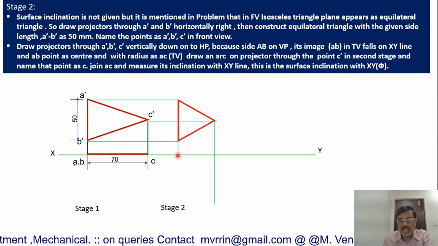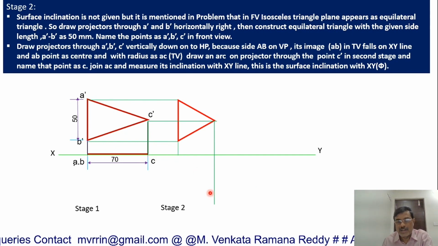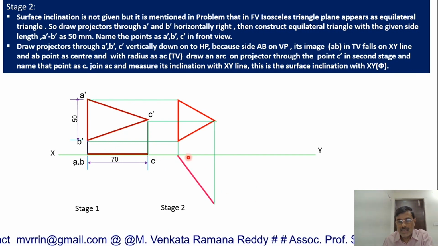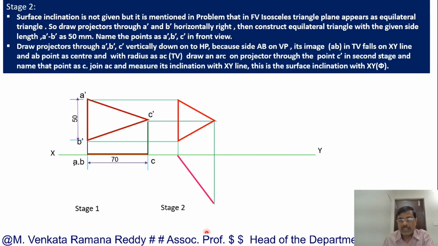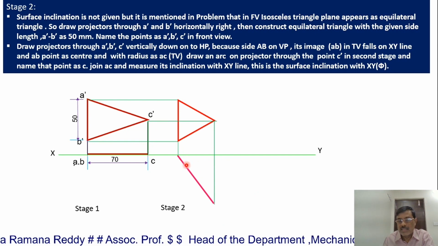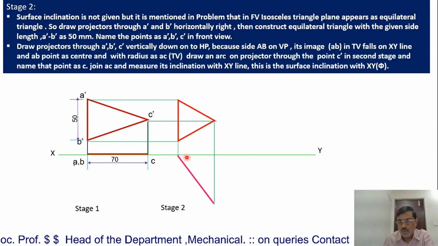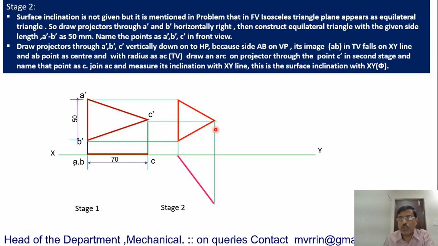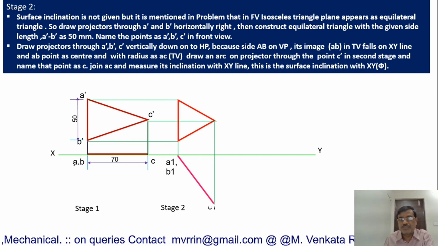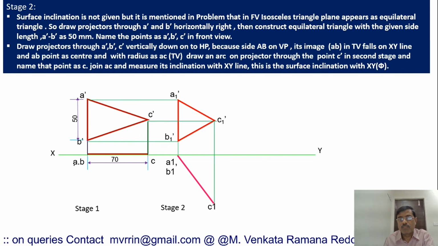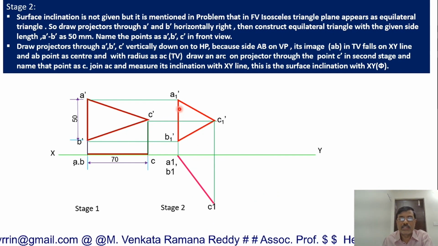Then this is A1. Then with 70 mm as radius and A1 as center, draw an arc on this projector. Measure this angle. Note that this angle is nothing but the surface inclination. That is, with this inclination, in front view, the isosceles triangle appears as an equilateral triangle. We completed the second stage also. Now we will move towards the third stage.